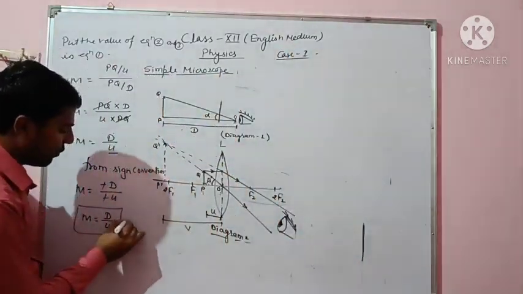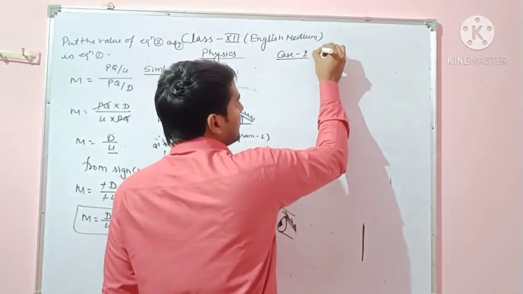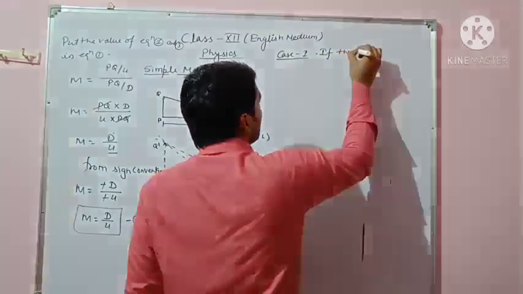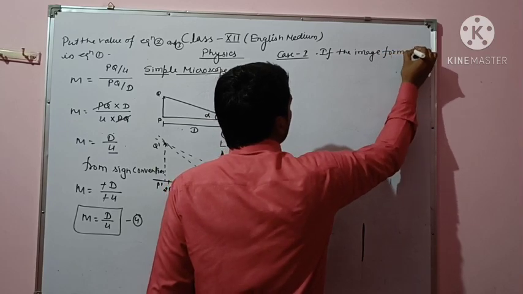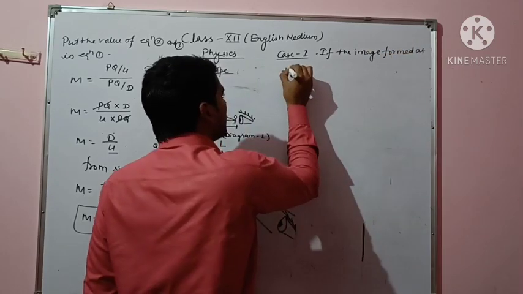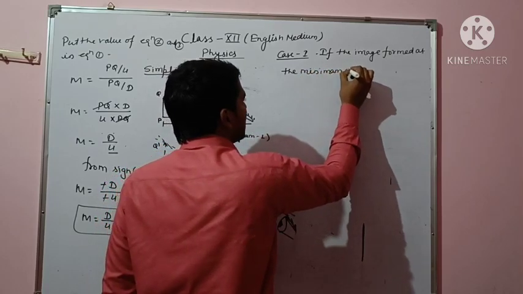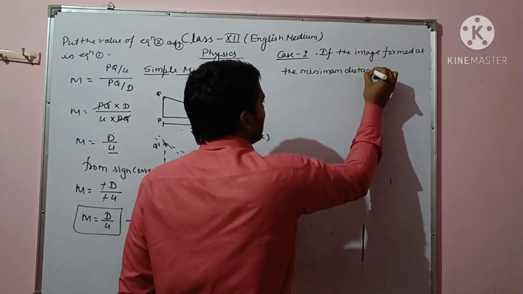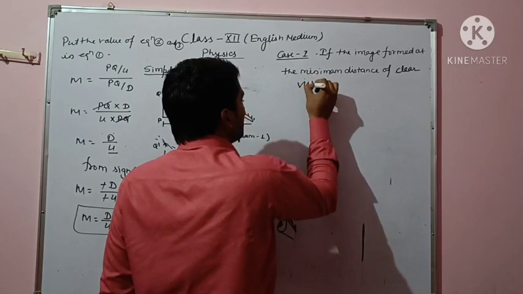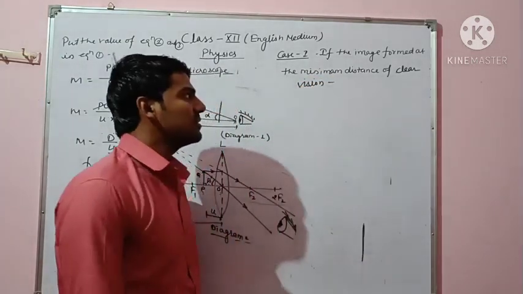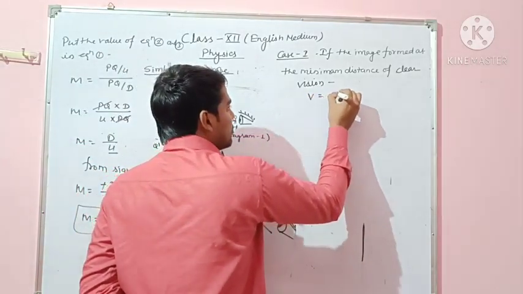Give them equation number 4. This is equation 4. Case first: if the image is formed at the minimum distance of clear vision, it means the image distance is equal to d.